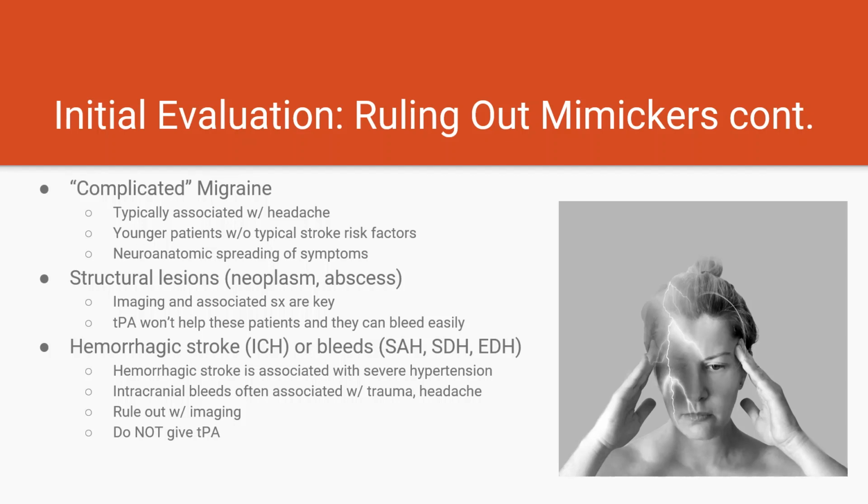And then finally, you need to look for stroke mimickers that can be seen on imaging. As we discussed, this is why we get a non-con head CT and why it's imperative to the acute stroke workup. Either structural lesions such as neoplasm or abscesses, or hemorrhagic strokes and bleeds must be ruled out before giving TPA, as they can have catastrophic results.